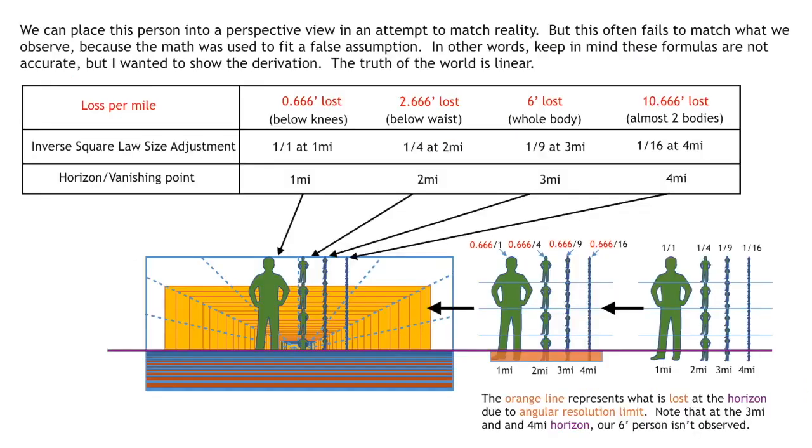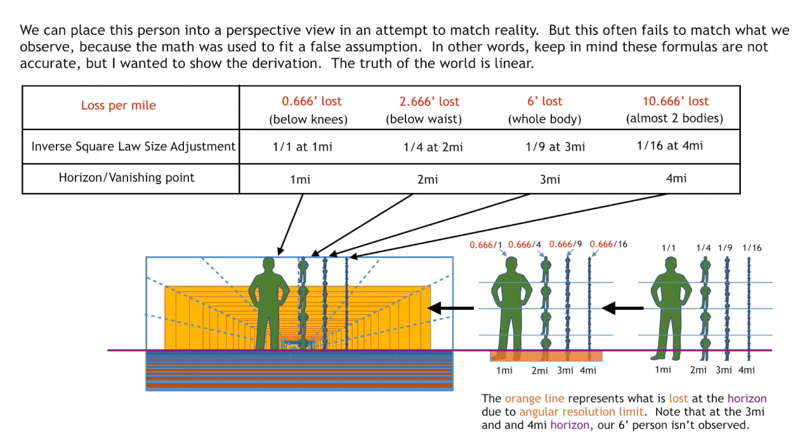We can place this person into a perspective view in an attempt to match our reality, like we talked about, but this often fails to match what we observe because the math was used to fit a false assumption. In other words, keep in mind these formulas are not accurate, but I wanted to show the derivation. Again, the truth of the world is that it is linear.